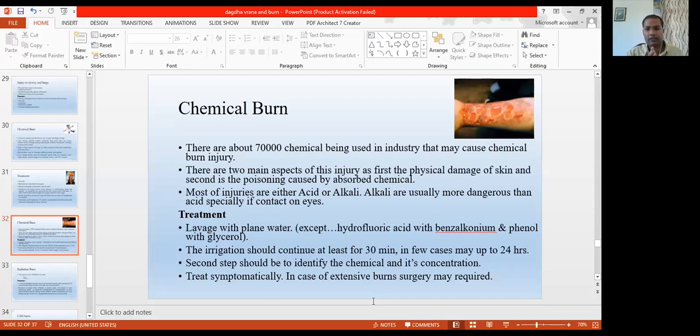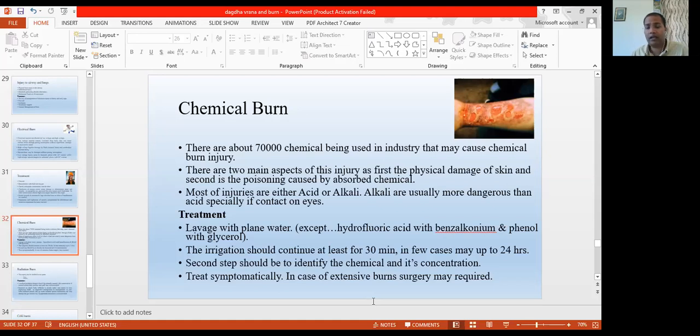So the first step should be lavage with plain water. This should be continued from 30 minutes up to 24 hours if the burn is severe, so that absorption is reduced. And the second step, if you haven't identified the chemical, try to identify which chemical it is and what concentration, so you can give the treatment accordingly.